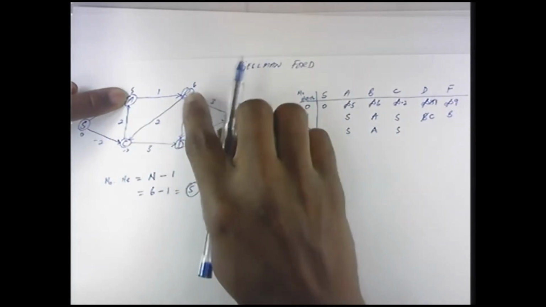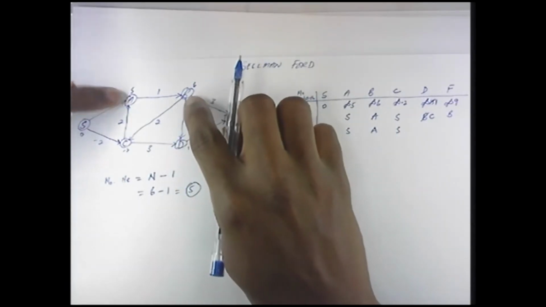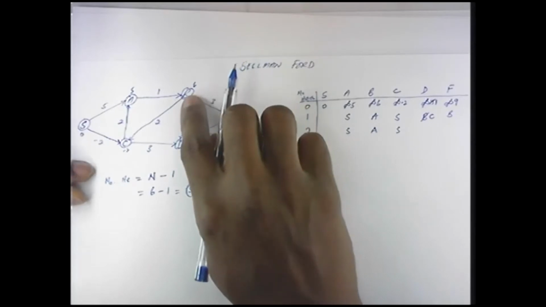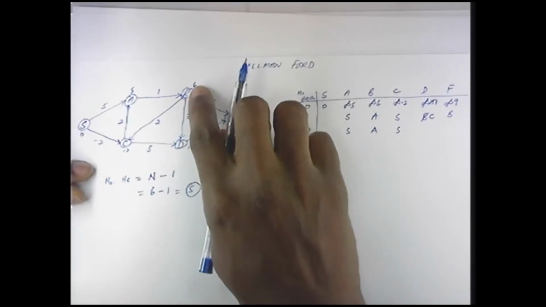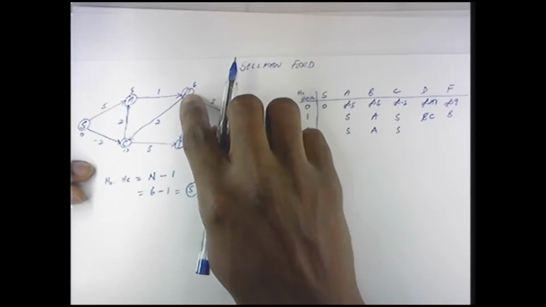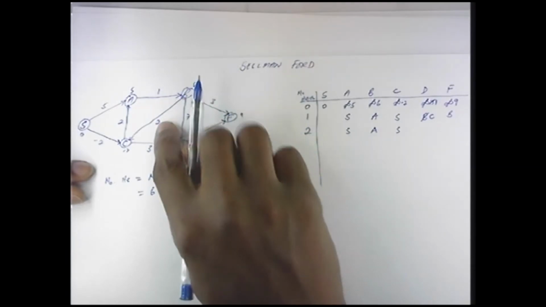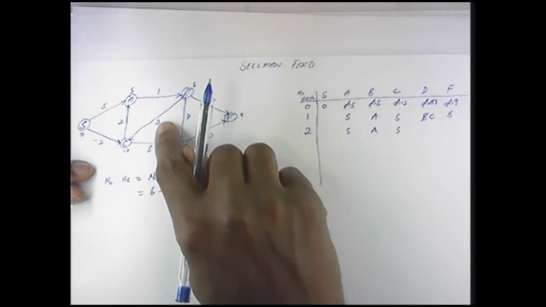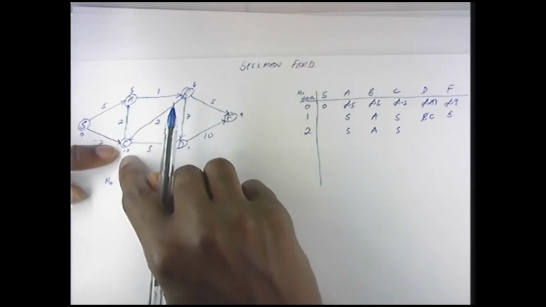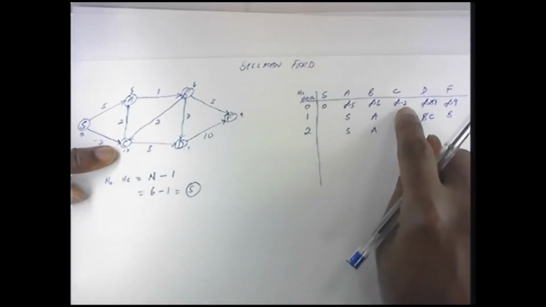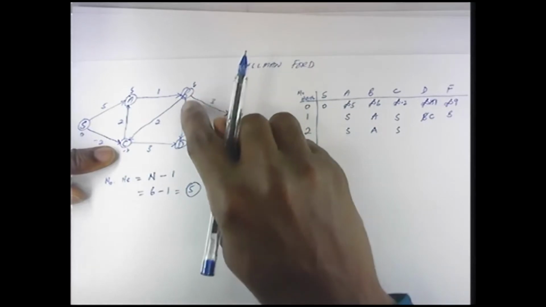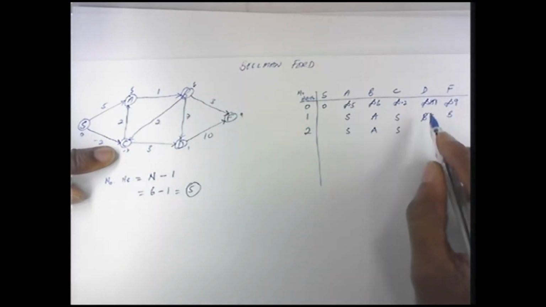Then let's go to B. The cost at B is 6. Now, 6 plus 2 is 8. So we are updating C. Now, the cost at C is negative 2. So 8 is bigger than negative 2. So C doesn't change. Let's see D. D has a cost already 1.